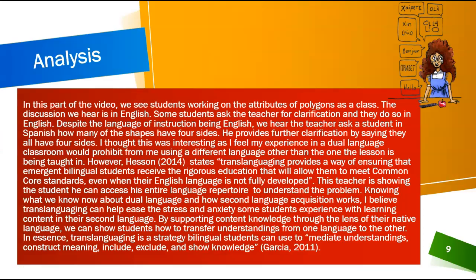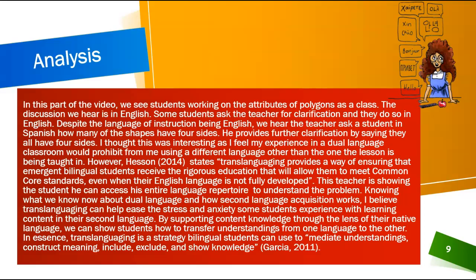Let's analyze this last translanguaging event. In this video, we see students working on the attributes of polygons as a class. The discussion we hear is in English. Some students ask the teacher for clarification, and they do so in English. Despite this being the language of instruction, we hear the teacher ask a student in Spanish how many of the shapes have 4 sides. He provides further clarification by saying they all have 4 sides.